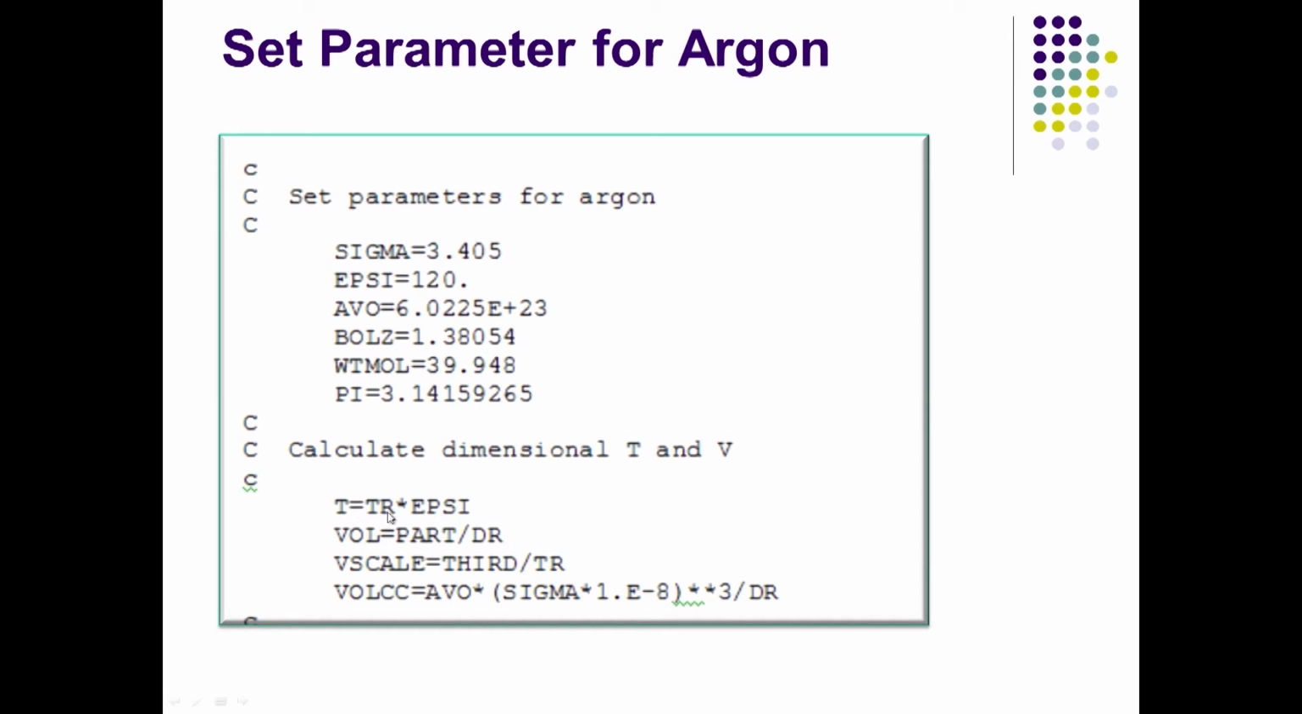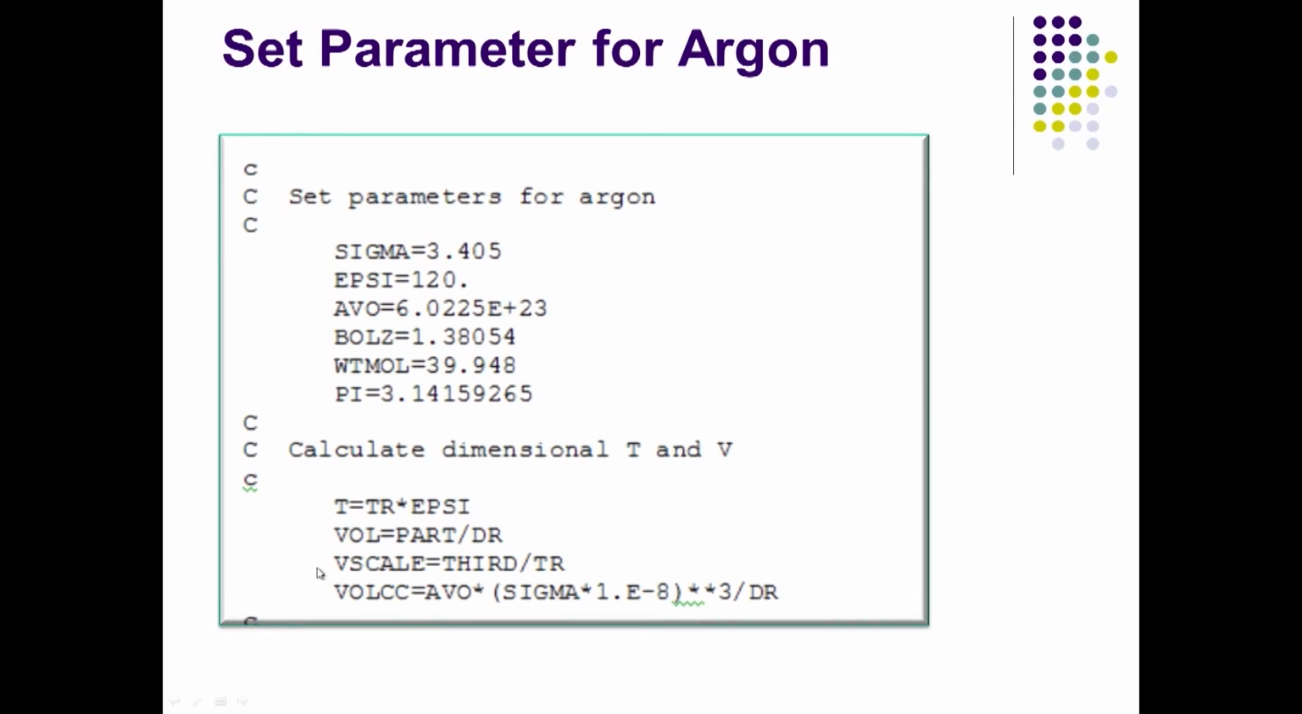So, you look at TR, which is essentially the reduced temperature, convert that into real temperature by multiplying it by epsilon, which is 120. Then volume, which is a particle you are looking at, and the DR, which you are given, is the reduced density multiplied by number of particles. If you look at number of particles over the DR, which is the reduced density, then you can calculate the volume. So, mass over density and the volume relationship is used here.